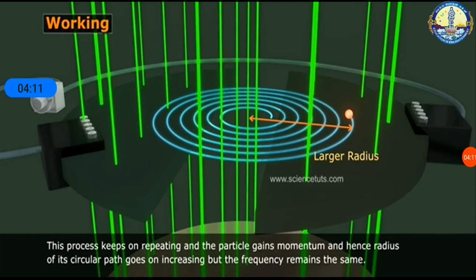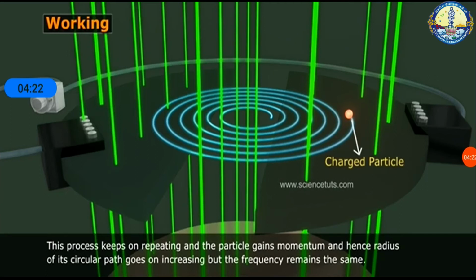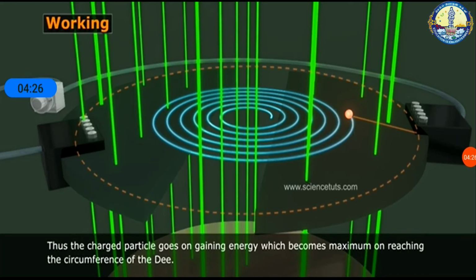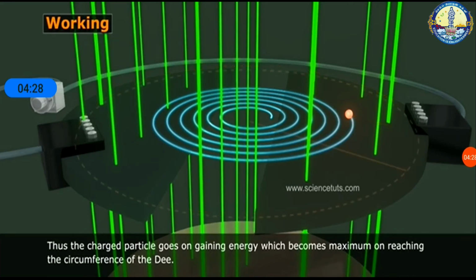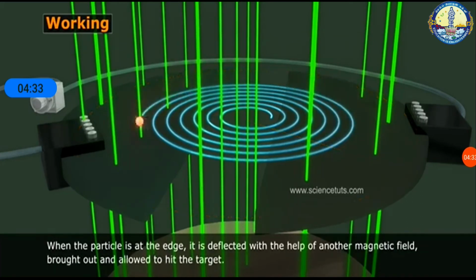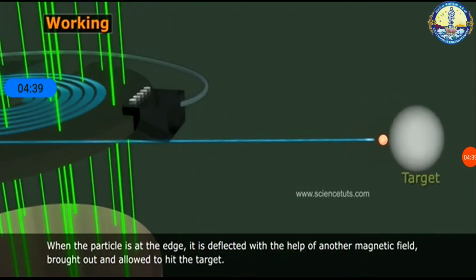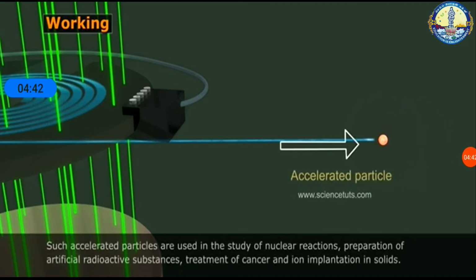This process keeps on repeating and the particle gains momentum, and hence the radius of its circular path goes on increasing, but the frequency remains the same. Thus the charged particle goes on gaining energy, which becomes maximum on reaching the circumference of the Ds. When the particle is at the edge, it is deflected with the help of another magnetic field brought out and allowed to hit the target.